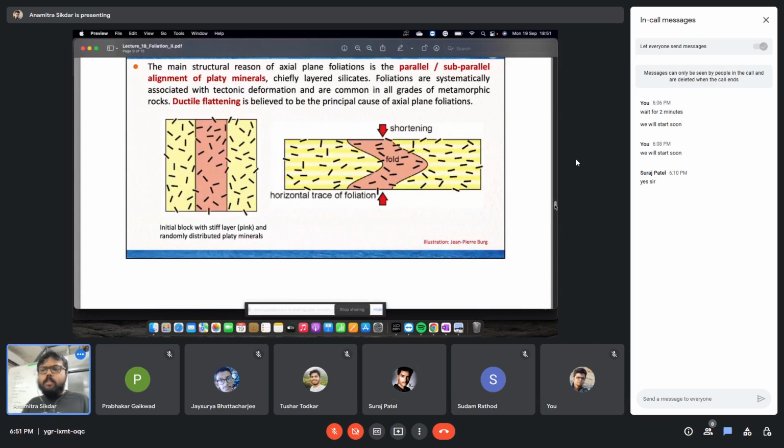Yeah. So the thing is, it has to flow, right? It has to flow through this incompetent layer, right? So it has to flow through this. So it will make way for this rock because it has a higher competency, right? So it will buckle, right?